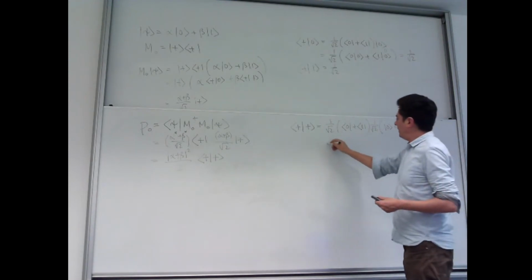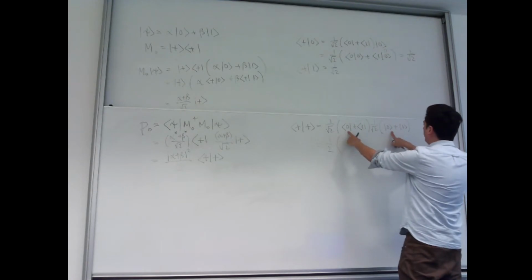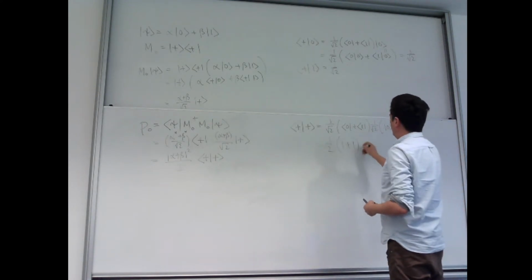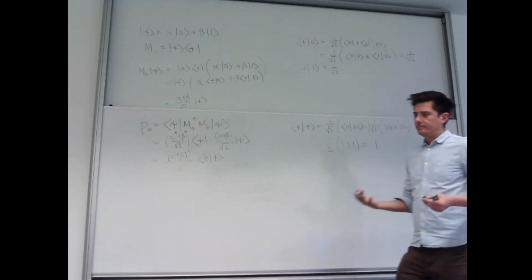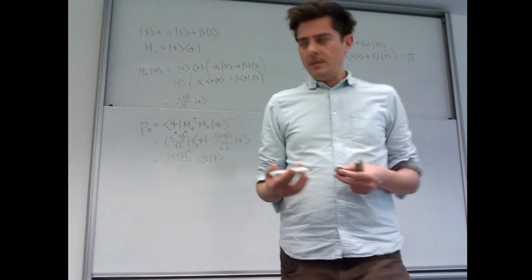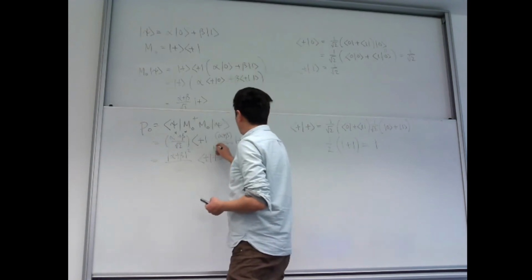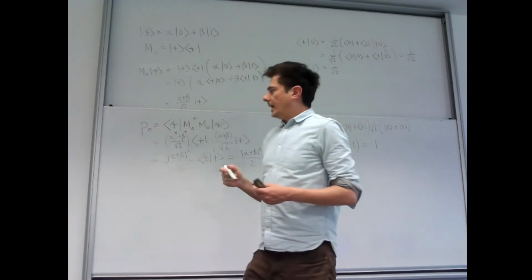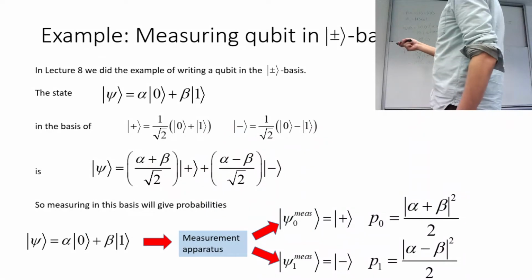And this will be half. So this term will be 1. This term will be 0. This term will be 0. This term will be 1. So this will be 1 plus 1. That's 1. So it's a normalized state. Just to verify that you get the right normalization. And so this is 1, and we get alpha plus beta over 2. So that's the same answer as what we got using a bit of a different way.